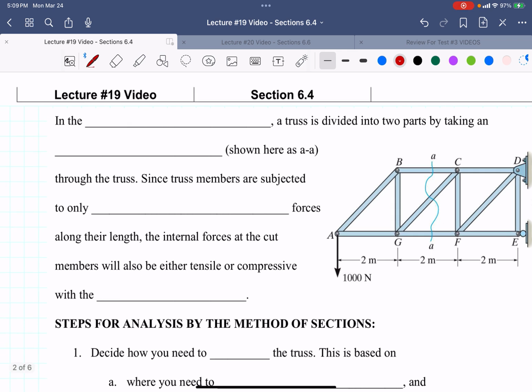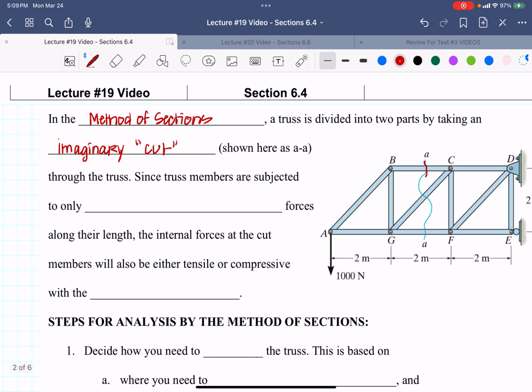So in the method of sections, a truss is divided into two parts by taking an imaginary cut. Shown here on the right as this AA. It's this line right here. So you cut it through the truss.